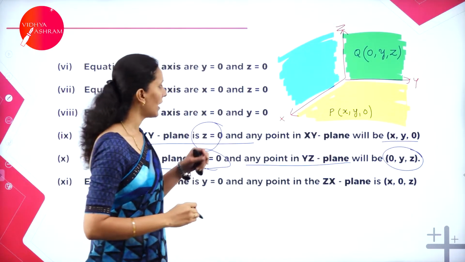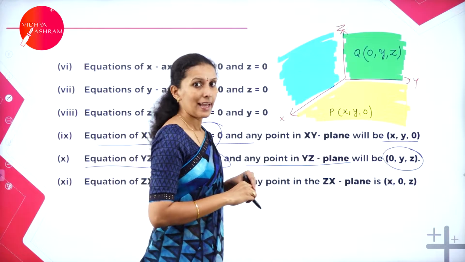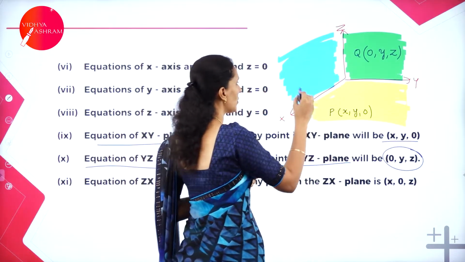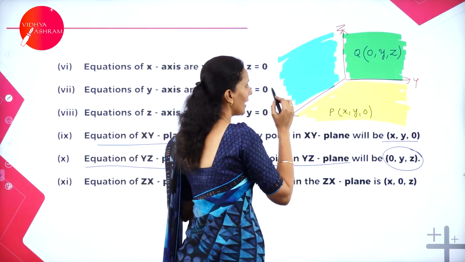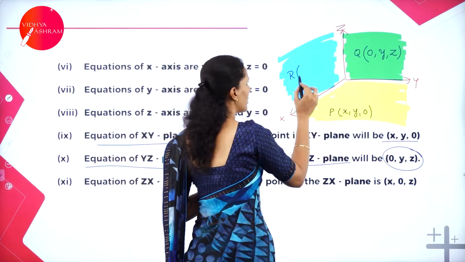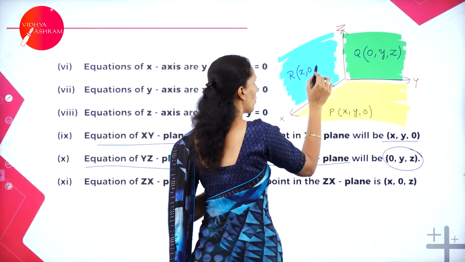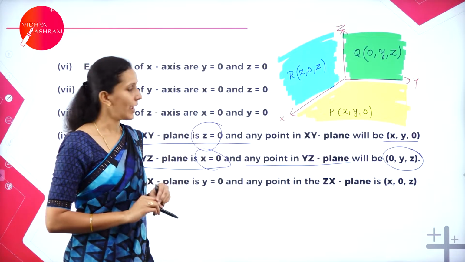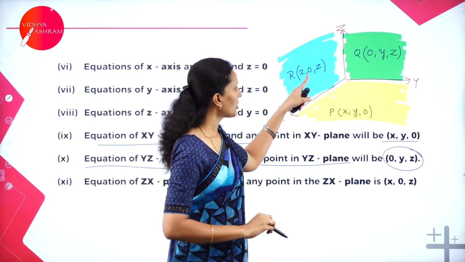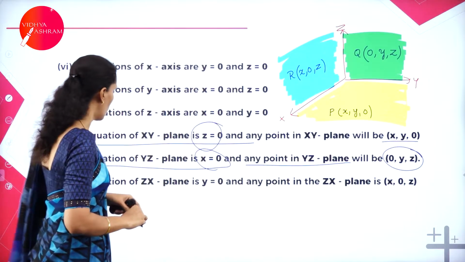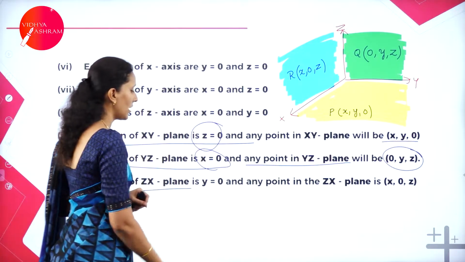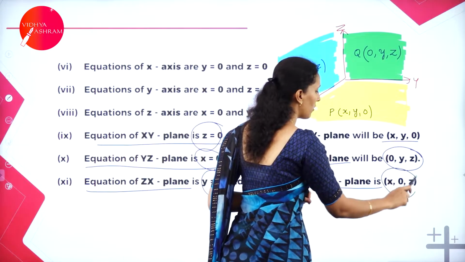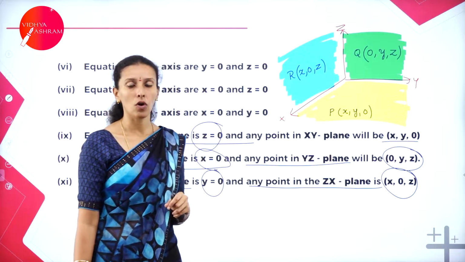Now we are left with the xz plane. The xz plane means the y value is 0. So on the xz plane, any point R can be written as x, 0, z, because the y value is 0 on the xz plane, and the equation will be y is equal to 0. So you can see the equation of the zx plane is y is equal to 0, and any point can be written in triplet form as x, 0, z.